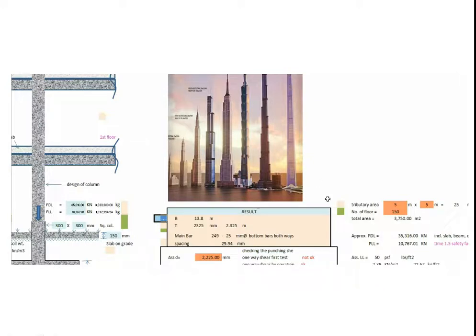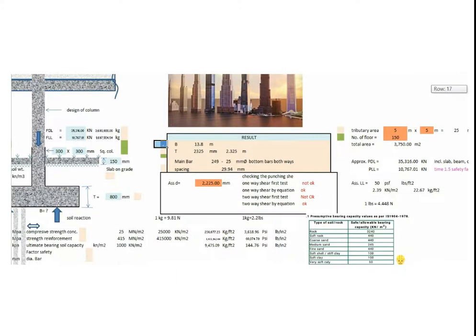If we try 150 floors with load tributary of 5 meter by 5 meter, with assumed design parameters, the size of square footing will be 13.8 meters and depth is 2.325 meter. Check one-way shear is OK and check two-way shear is OK. Main bars is 249.